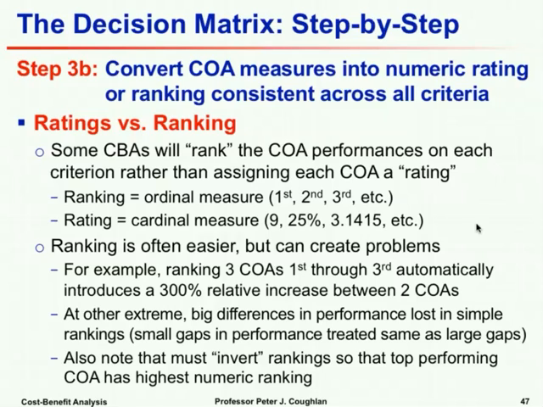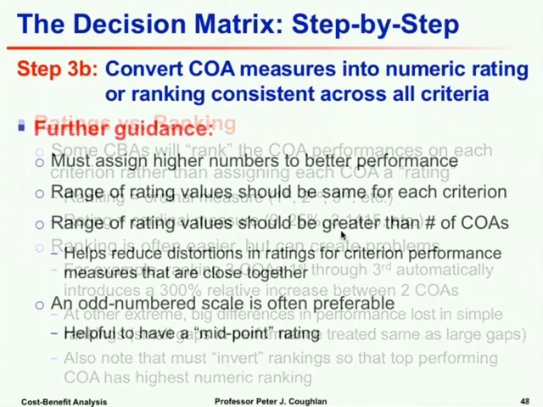And so again, the ranking is problematic because it arbitrarily decides how big the gaps will be in the scoring in the matrix. Also note, by the way, you've got to invert the rankings. If there are 5 courses of action, whatever is ranked first has to have a rank of 5, and whatever is ranked 5th has to have a rank of 1. But again, I prefer ratings as opposed to rankings whenever possible, but rankings are often easier.